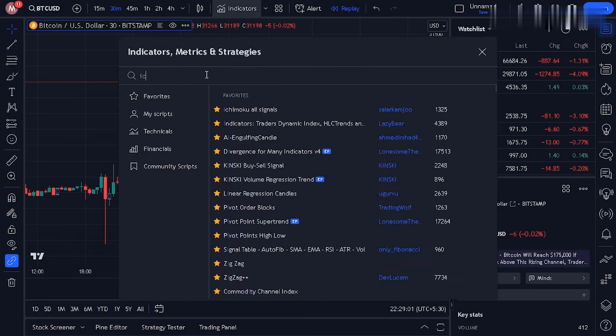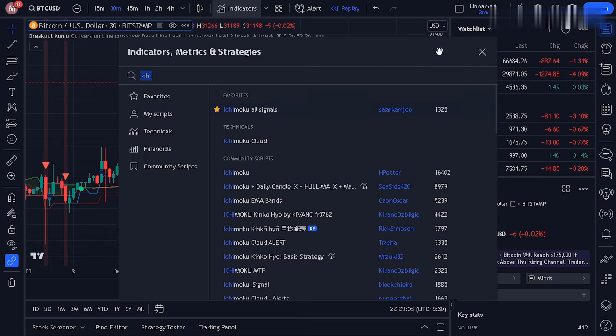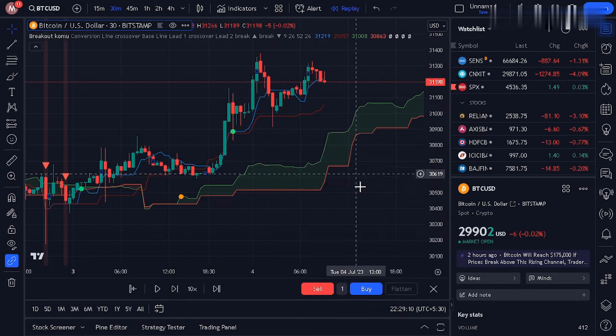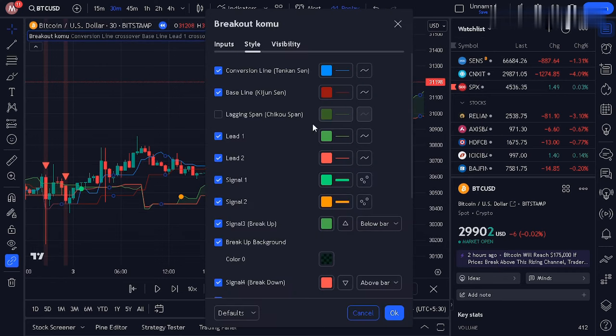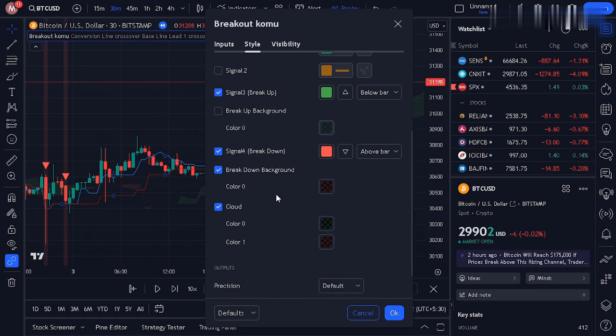For the indicator, just go to the Indicator tab and search Ichimoku All Signal by Salarkamju. Now we can see multiple lines appearing on the chart. Go to the indicator settings and in the Style tab disable everything except the Signal 3, Breakup, option and Signal 4, Breakdown, option, and press OK.